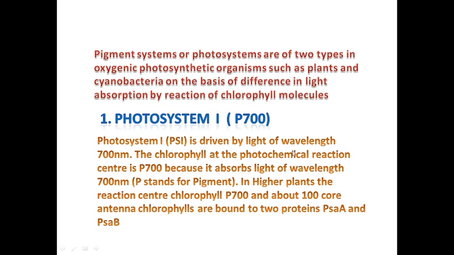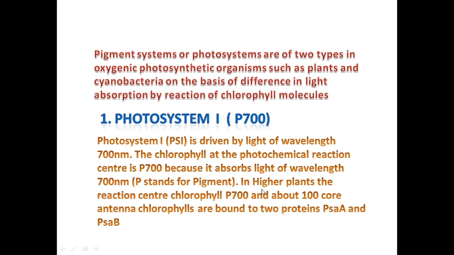It is driven by light of wavelength 700 nanometers. Why is this called P700? Because it is driven by light of wavelength 700 nanometers. Fine, because the chlorophyll molecule present in the reaction center of this photosystem first absorbs the light of wavelength 700 nanometers. That is why it is called P700. P stands for pigment and 700 means it absorbs light at 700 nanometers.